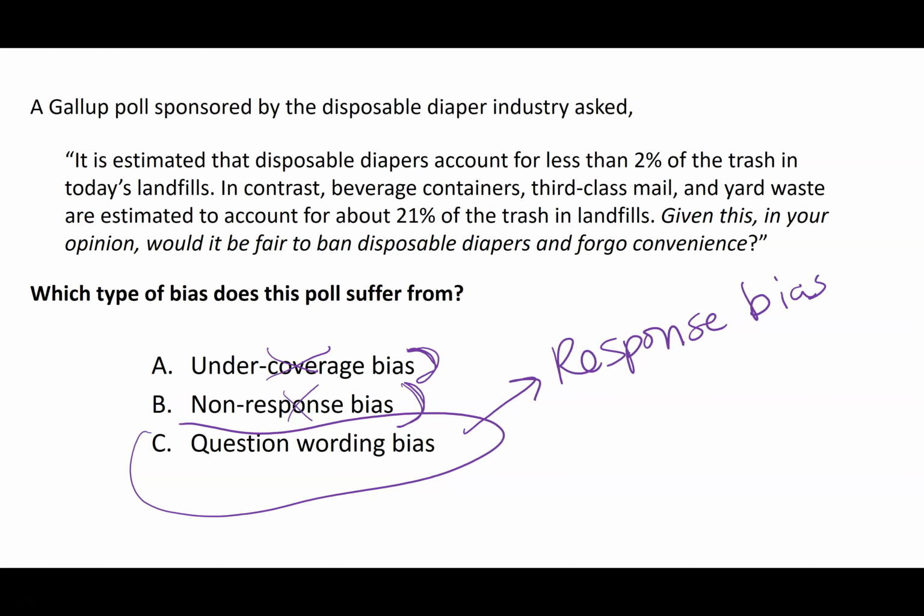So here, this is a loaded question. It's saying, hey, we make up 2% of the trash, but these other things make up a bigger percent. Given this, do you think it's fair? Oh my goodness, the word fair. To ban disposable diapers and forego convenience. So that is far from a neutral question. If your question is not worded neutrally, you have a response bias problem.